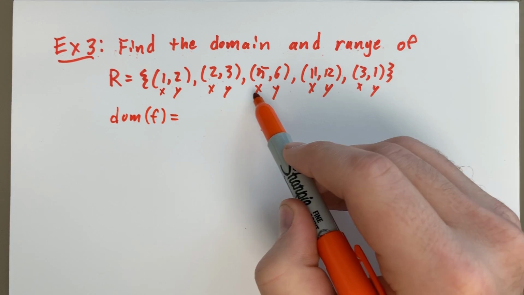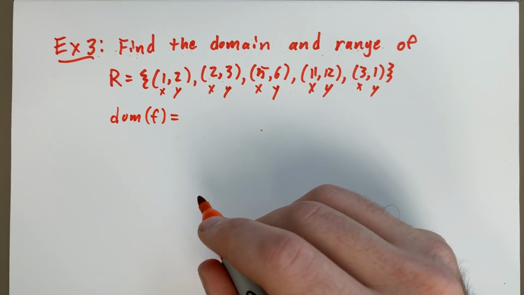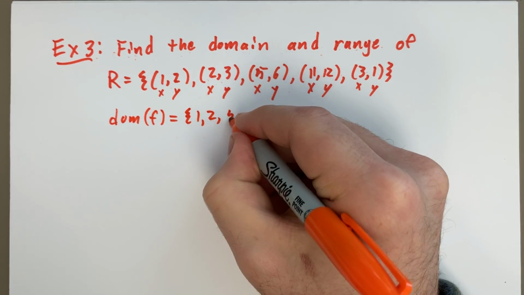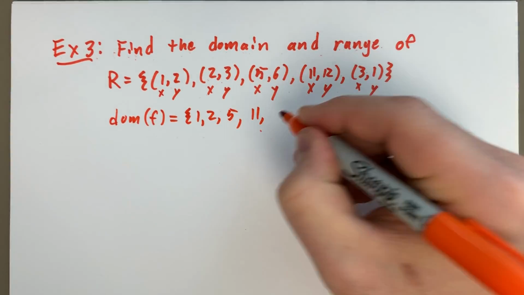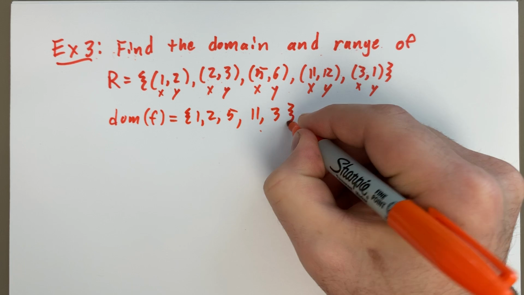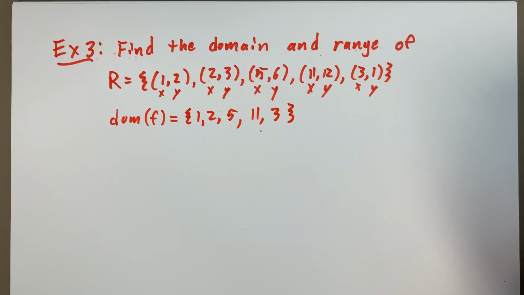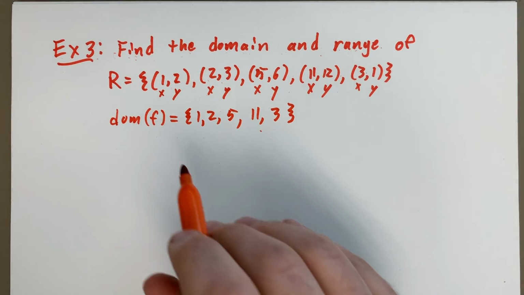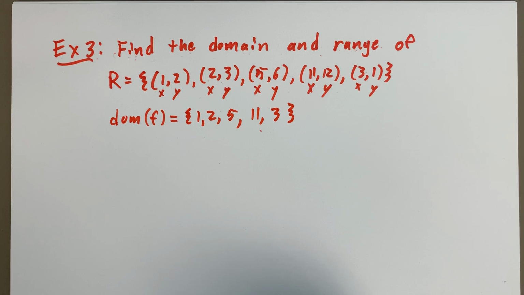Well, it's just going to be the list of all possible x values that you see here, all of them. So you just write them all out. You have 1, 2, 5, 11, and 3. Those are all the x values. And that's how these problems will work always. So anytime someone asks you find the domain of a relation given as a set of ordered pairs, just list the x values that you see.